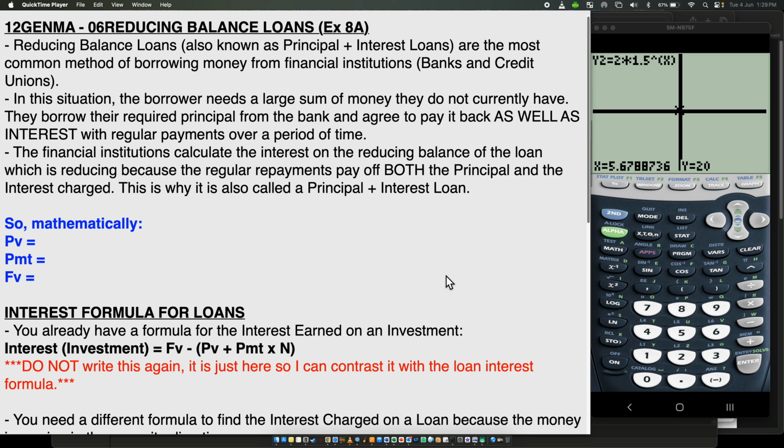The second half of the topic. The first half of the topic was investments: you putting money into the bank and then paying you interest. Loans is the other thing. That's the second half of your topic.